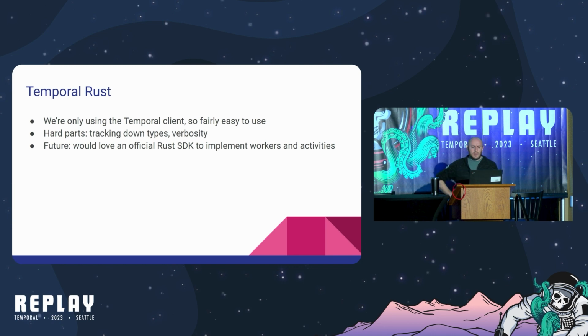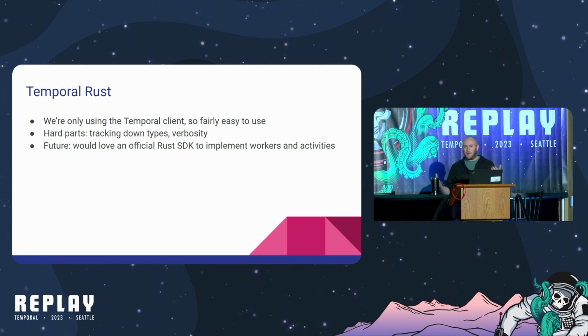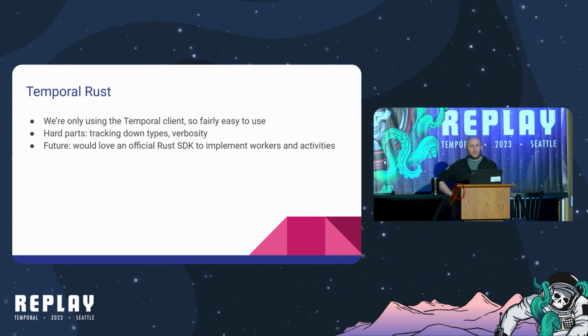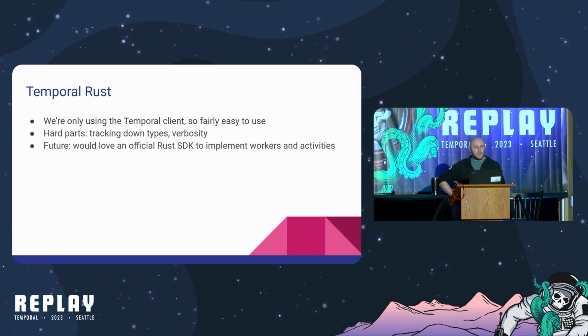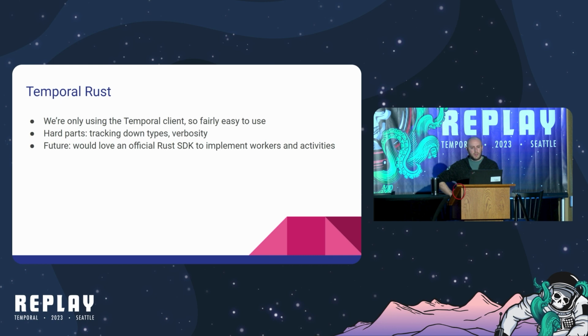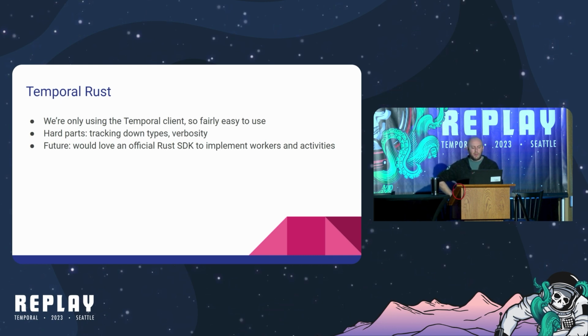And so caveats here, right? We're only using the Temporal client, and that's very well supported. That's how all the other SDKs work. What we found, the actual hard parts were not really that hard, but it was mostly messing around and trying to figure out which types you need. It's not really documented as something that most people need to consume. That's a pretty common Rust problem though.